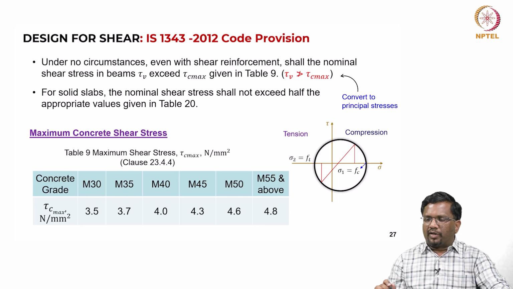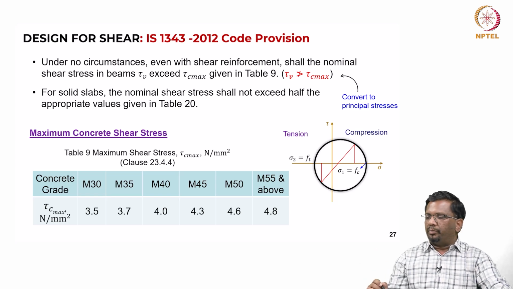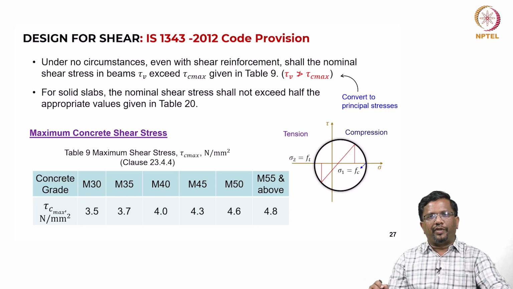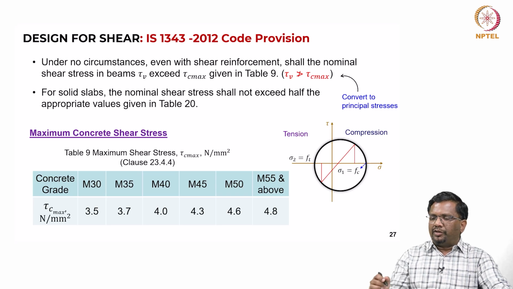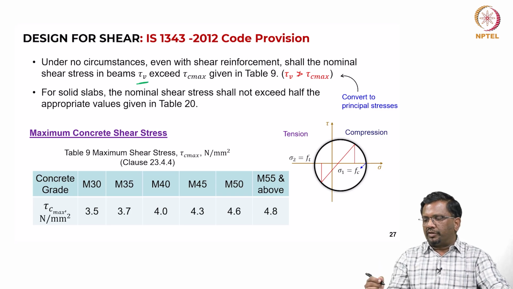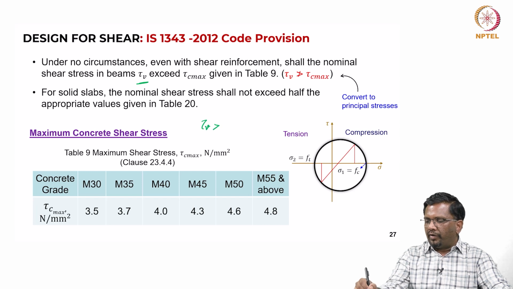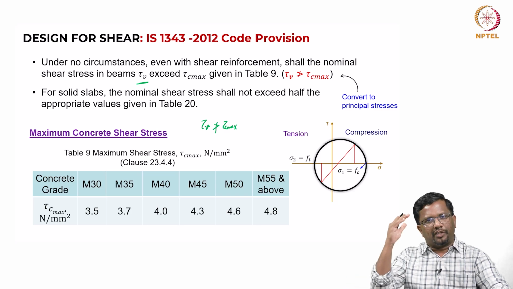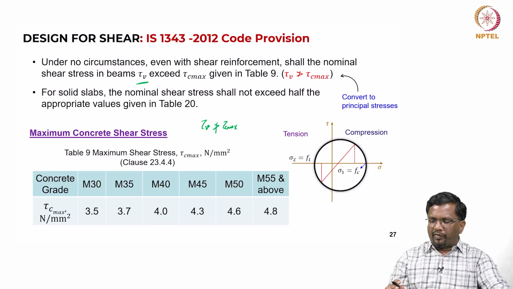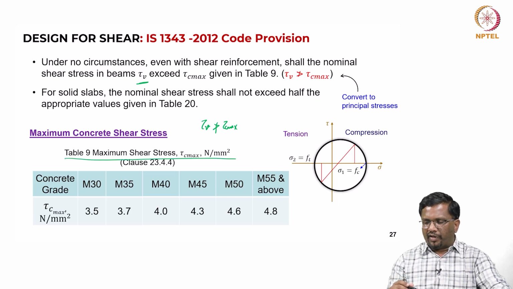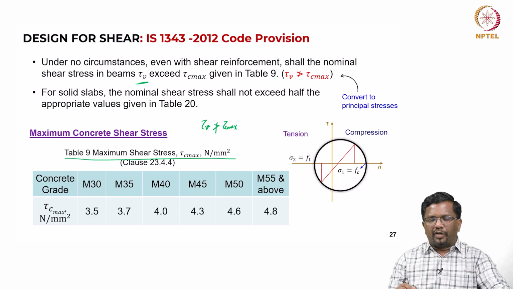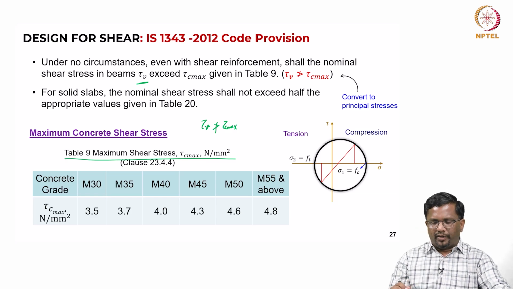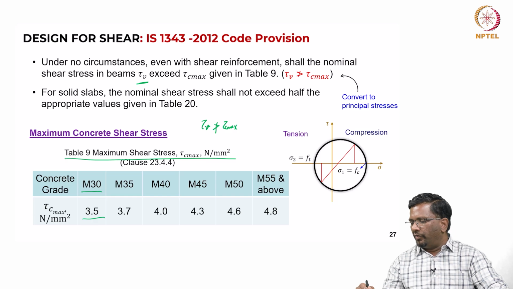So, how does the code address this? The code is going to make sure that you do not have failure in compression by ensuring that the nominal shear stress tau v can never go more than tau c max. Okay. So, there is a maximum shear stress that is allowed in the code. You can never have tau v going more than tau c max, that is given in Table 9 of IS 1343, that tells you for different grades of concrete what the tau c max should be, right. For example, for M30 it is 3.5, for M50 it is 4.6, M55 and above 4.8.